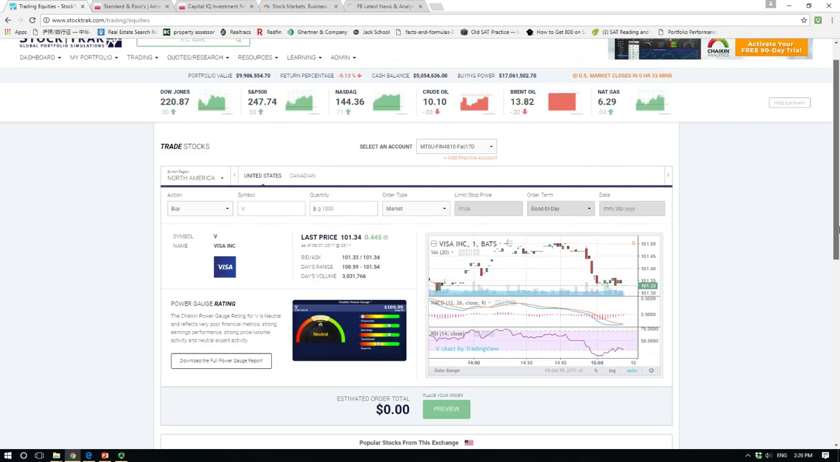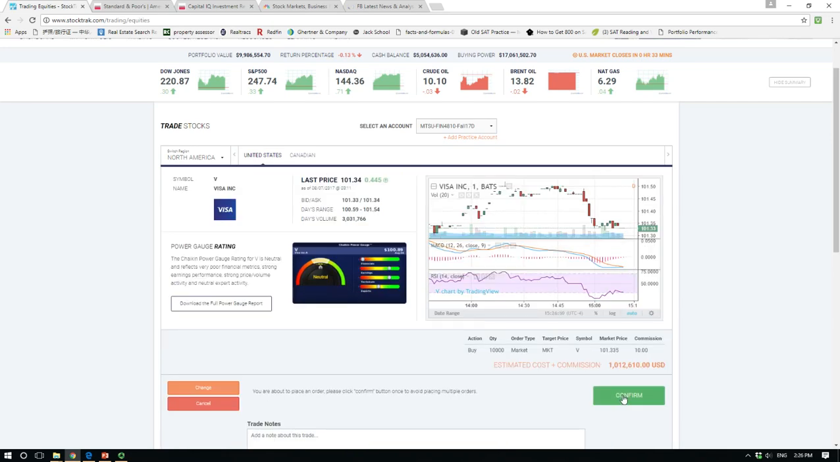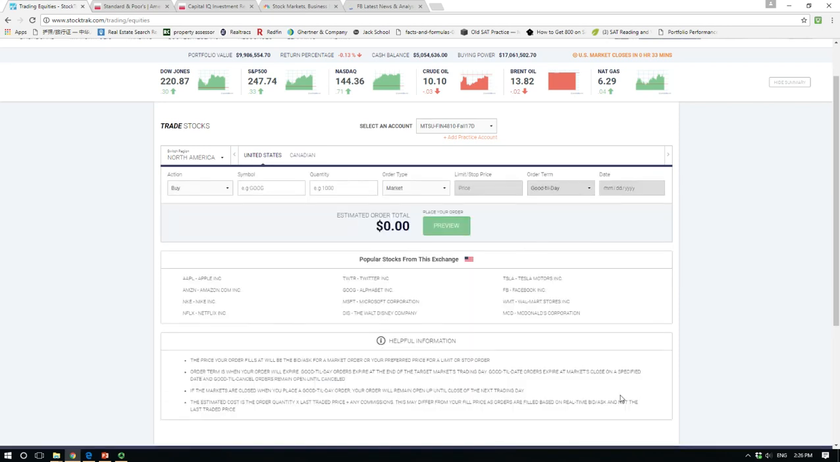So I wanted to buy some Visa, and actually I want to do this a little aggressively. The current price is $100, and I wanted to have 10,000 shares of it. So I put $1 million in Visa. Alright, Visa and Bank of America are in my pocket.